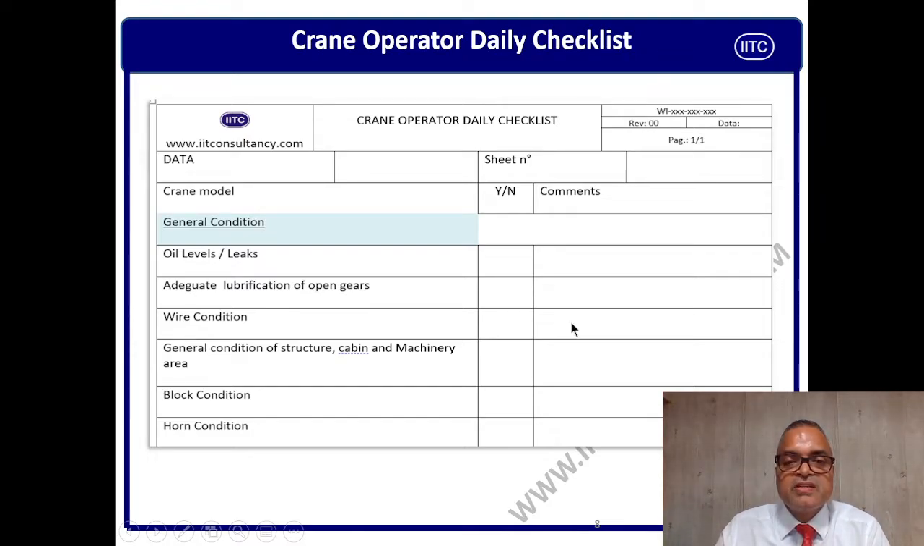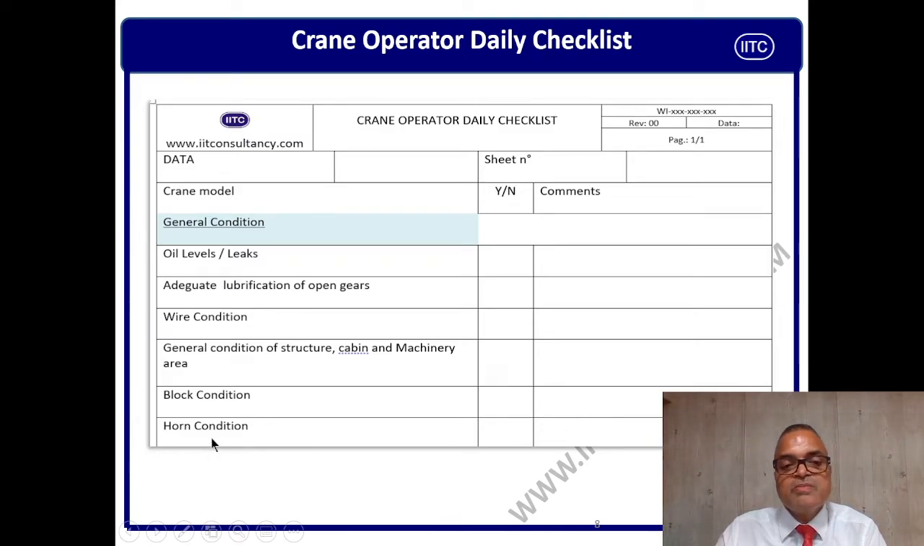If you wish. General condition of structure, cabin, machine areas. You can go and see the structure of your crane. You can see the cabin. You can see the machine area. And after getting a satisfactory response, you can put yes or no on the basis of reality. And then you can also put the comment. Block condition. There are many blocks, for counterweight and all these things. You can also put what the block conditions are, and accordingly you can put yes or no, and definitely you can put the comments.